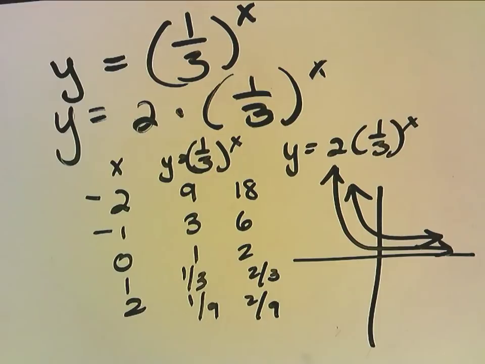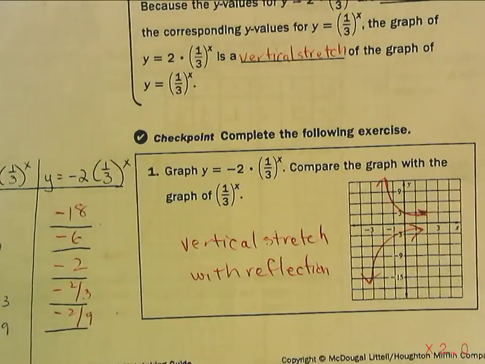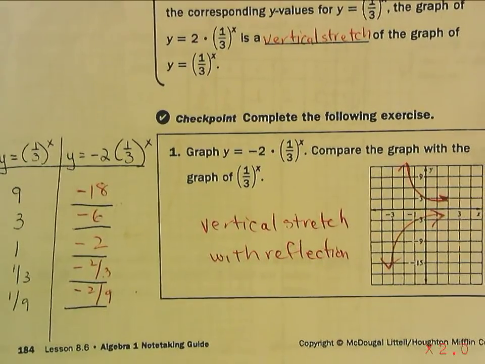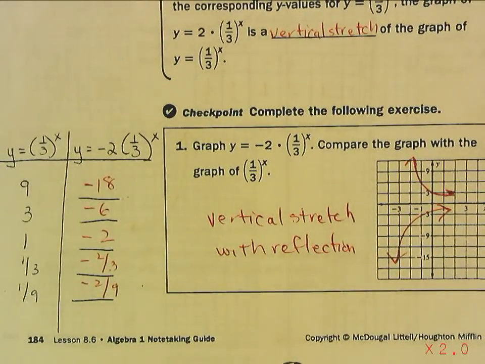So now I want everyone to do checkpoint on your own, and you're going to be graphing y equals -2 times 1/3 to the x. So obviously that's going to be a reflection. Because it's a reflection of a decay, we don't call it decay anymore. It's only decay if a is positive. So go ahead and do the checkpoint, stop the video, and turn it back on when you're done to see if you got it right. And here is a picture of the vertical stretch with reflection.